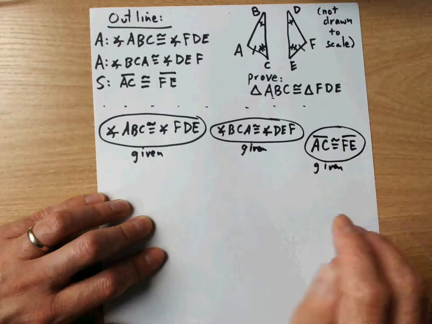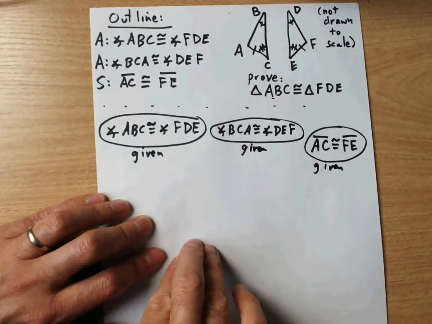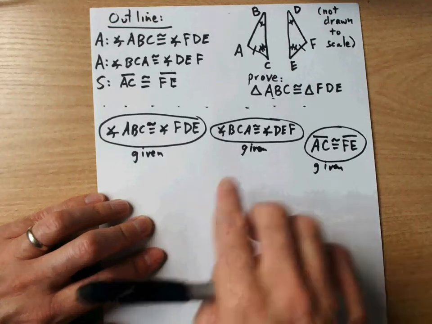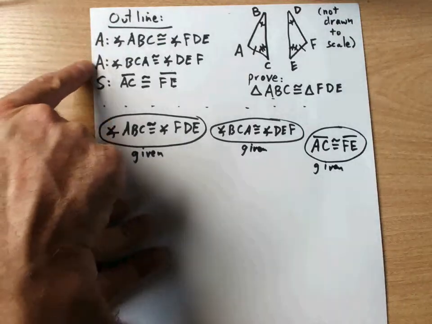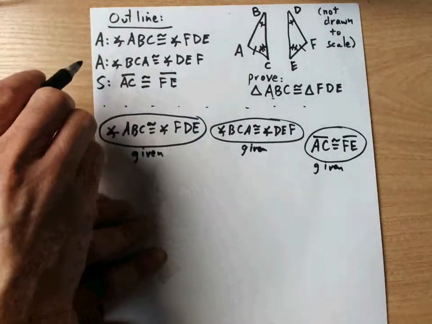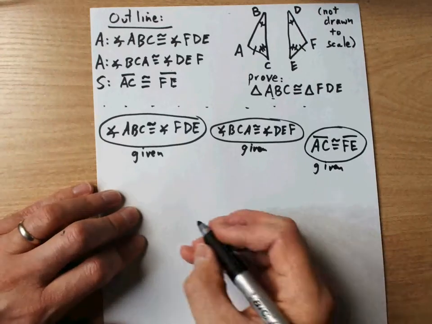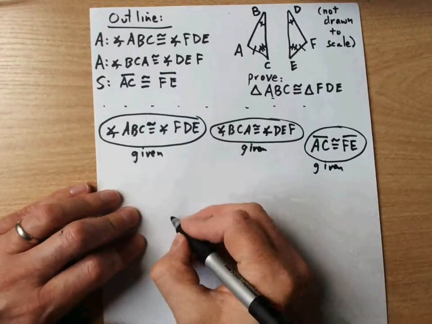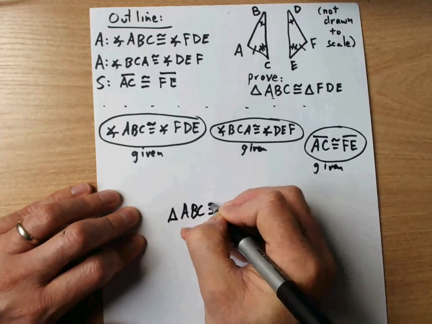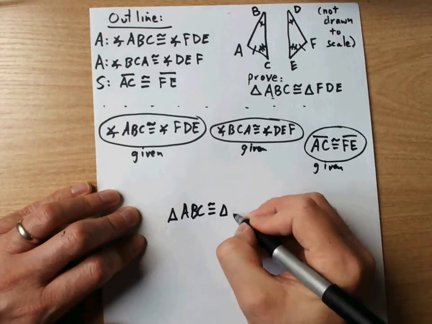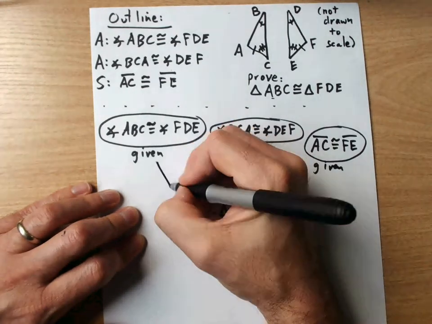It was given. Now, all three of these lead to one conclusion, which is this. And why do they all three lead to one? Because we're using the AAS. We're using the I need three pieces of information congruent statement. Okay? So with these three pieces of information, I can state with confidence that triangle ABC is congruent with triangle FDE. Okay?